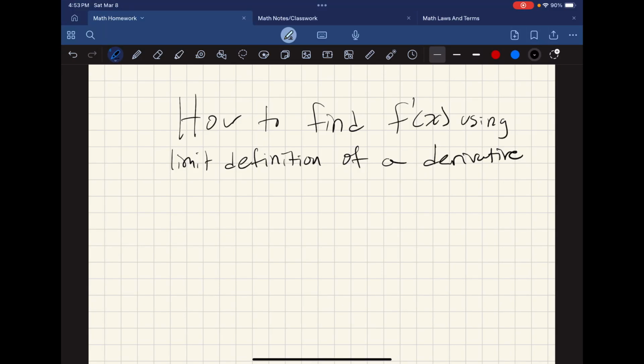Hello, my name is Jacob, and I'm going to be teaching you how to find f prime of x using the limit definition of a derivative.